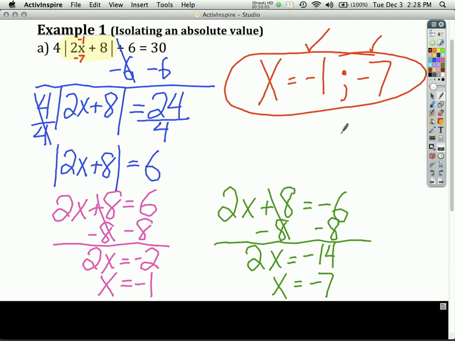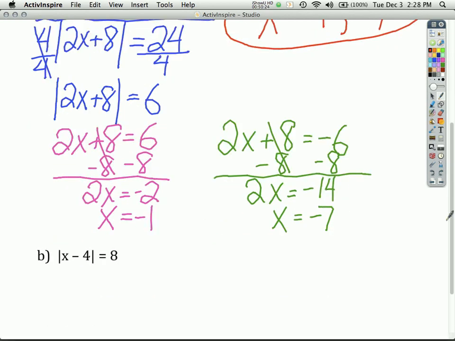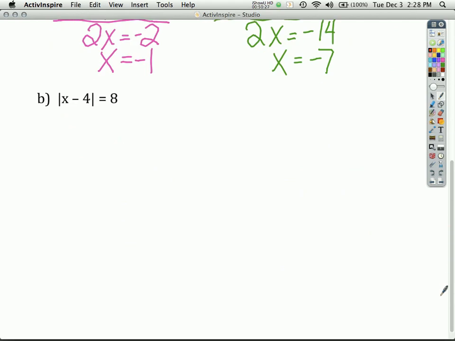Can you write them separate, or do you have to combine them? Either way, I'll accept it as x equals negative 1, x equals negative 7, or you can put it with a semicolon between it. The publisher will probably put a comma between it, although I don't really love doing the comma thing. But as long as you got both answers, I will accept it. Okay? Good, so let's go to part B and make sure we're understanding the process.